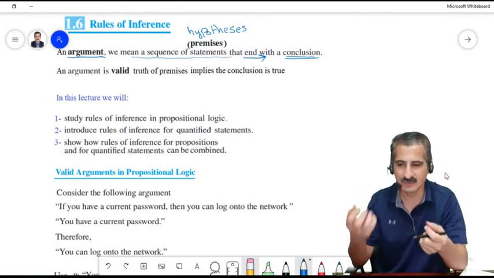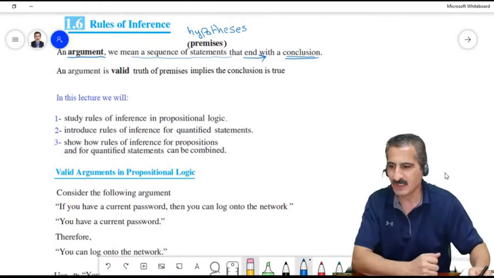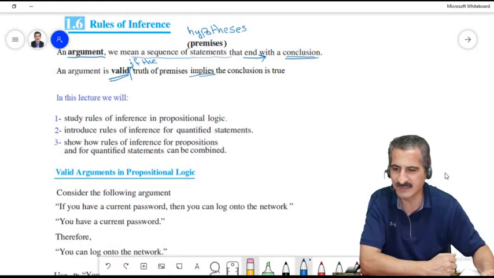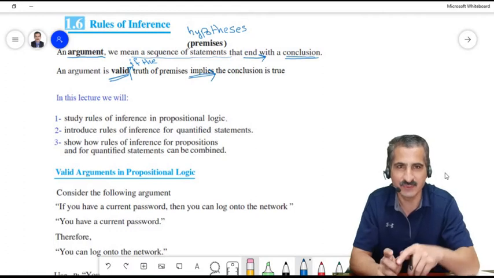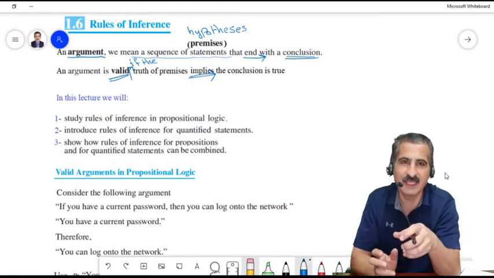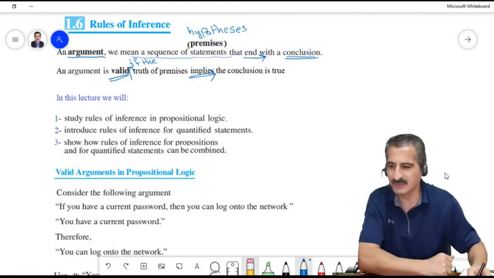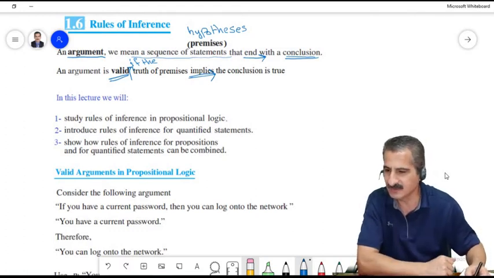Premises, conclusion. Okay. An argument is said to be valid if the truth of the premises implies the conclusion is true. If the premises are true, then the conclusion is true. If that happened, then the argument is said to be valid. And we will learn this in detail in a while.